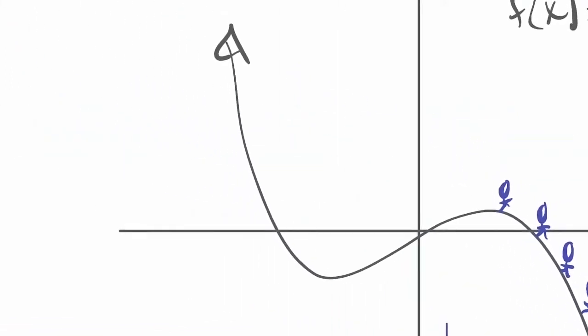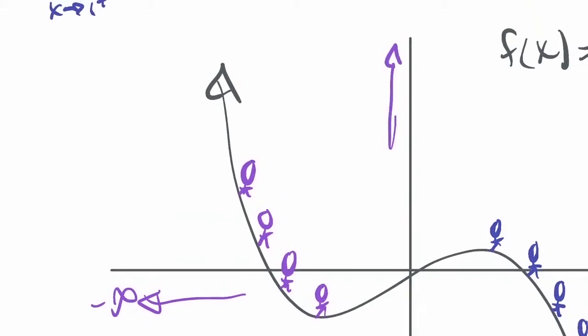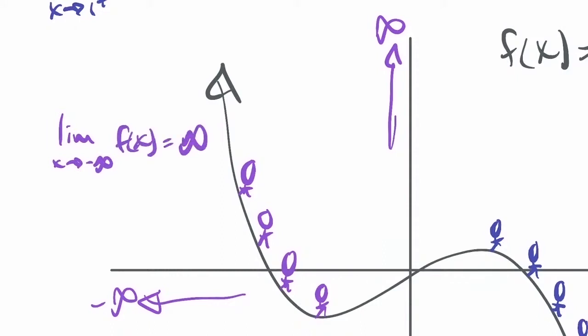On the other side, change colors here. I start out right here, and I follow this up, right? Well, then as x goes to negative infinity, as I follow x to negative infinity out to the left, just follow the graph, it's going up to positive infinity. So I can say that the limit as x goes to negative infinity of f of x equals infinity. Okay.